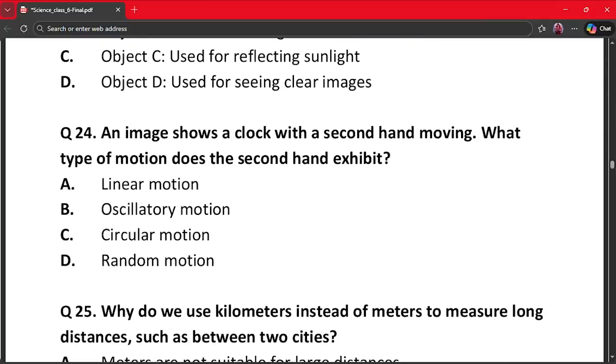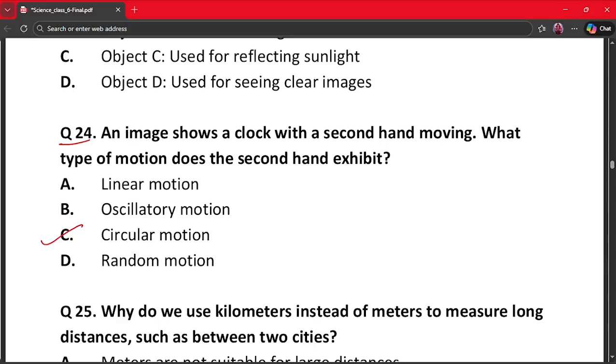Our next question is question number 24. An image shows a clock with the second hand moving. What type of motion does the second hand exhibit? A. Linear motion. B. Oscillatory motion. C. Circular motion. And D. Random motion. The correct answer is option C, which is circular motion.